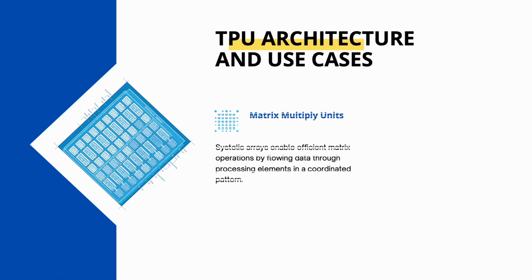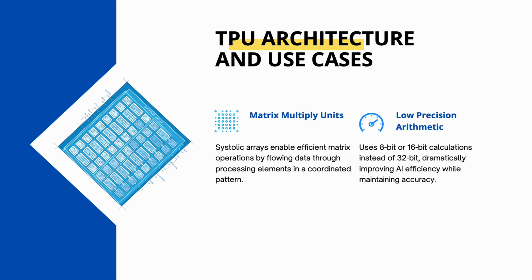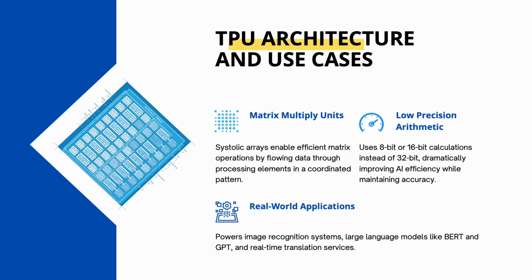TPUs comprise systolic arrays that enable efficient matrix operations by flowing data through processing elements in a coordinated pattern. They use 8 or 16-bit calculations instead of 32, which dramatically improves AI efficiency while maintaining accuracy. Modern day applications of TPUs are powering image recognition systems, LLM models, and real-time translation services.